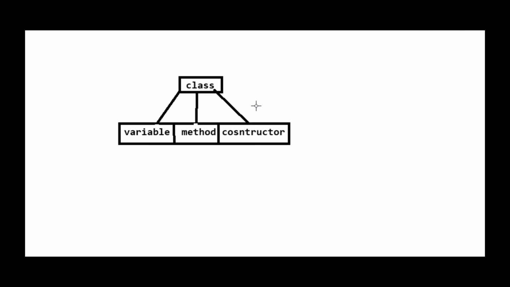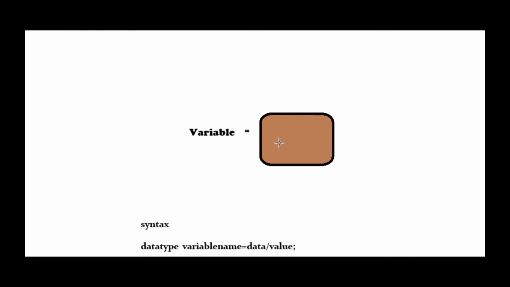Okay, now let's start. A class is nothing but a blueprint or template to create an object. In a class, we have three members: variables, methods, and constructors. Today we will learn only variables. What is a variable? Types of variables, data types, types of data types. First, what is a variable? A variable is nothing but memory allocation, data storage. This is nothing but a container.